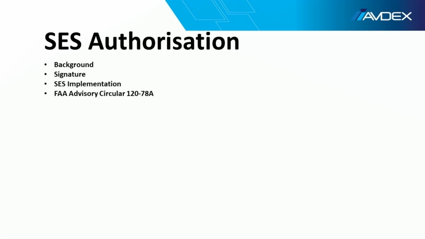FAA Advisory Circular 120-78A states that an e-signature is valid in the following conditions. A person, the signer, must use an acceptable electronic form of signature. The signature must be unique to the signatory. There must be a means to identify and authenticate a particular person as the signer. The electronic form of signature must be executed or adopted by a person with the intent to sign the electronic record to indicate a person's approval or affirmation of the information contained in the electronic record.